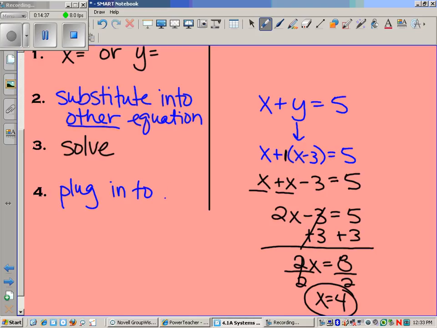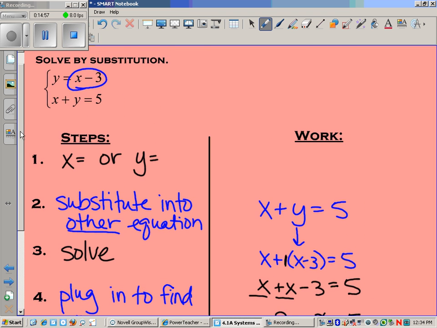My last step is I'm going to take that back in and plug it into my other original equation to find my other value. So I'm going to plug it in to find my y value. If x equals 4, I should be able to find y by plugging it back into one of my original equations. It doesn't matter which one. You should be able to plug it into either the top one or the bottom one, and you should still get the same answer.